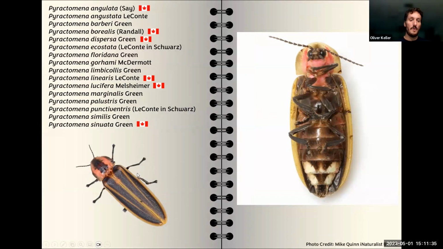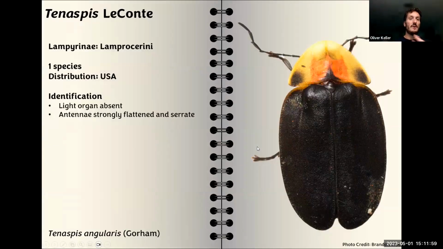Here's a few. On the left here is a male, and here on the right is a female. You can see the light organs on segments 6 and 7 are not complete. They are divided compared to the male that has complete light organs. This is also a very interesting genus, very rarely collected. I have yet to collect one of these.